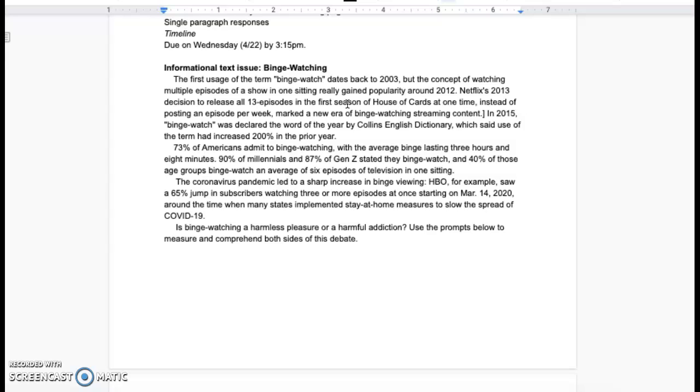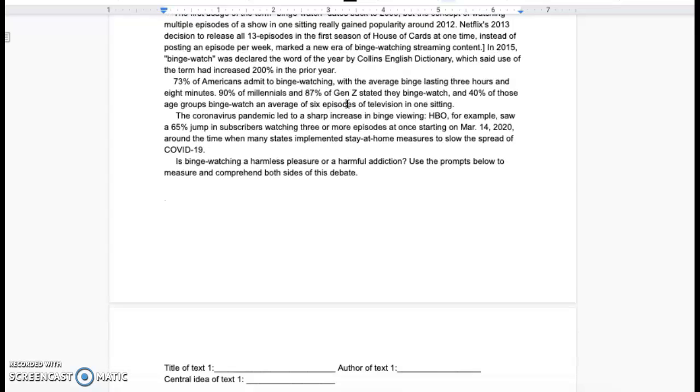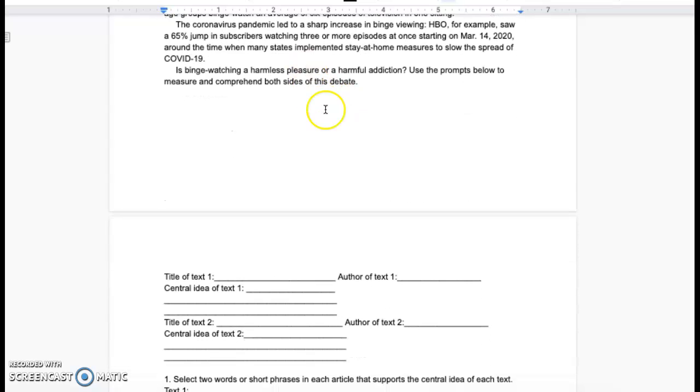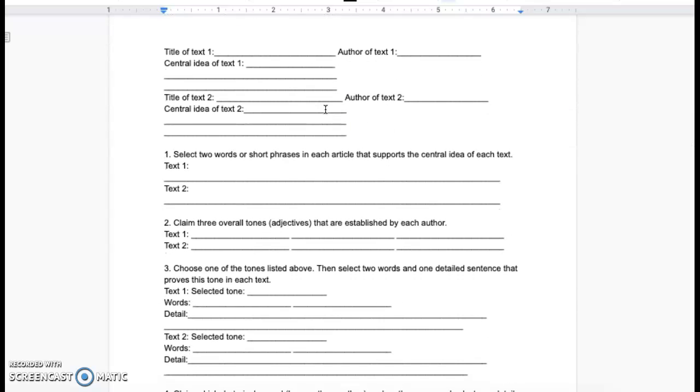So the informational text issue that you're looking at with these 2 texts is going to be on binge watching, right? Especially during this time of quarantine. You know, what are people saying about binge watching? All right. You have your question here, and then you're going to be looking at the title, author, and central idea. A lot of what we've done before, but now we're building upon it.